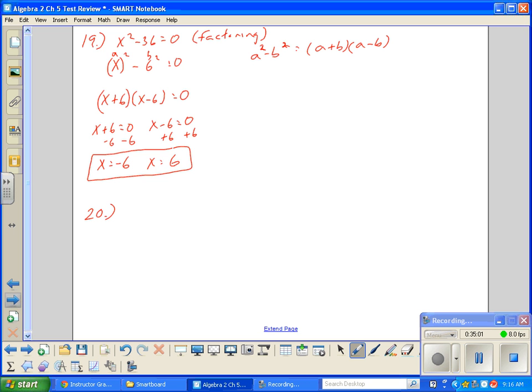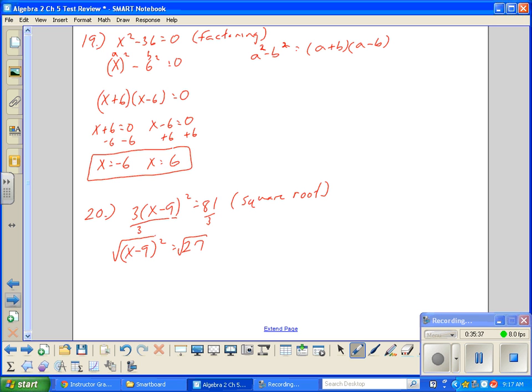Number 20, we got 3 times x minus 9 squared equals 81. And the method we're asked to use is square root. So first thing I'm going to do is move the 3 over, so divide by 3. So that gives me x minus 9 squared equals 27. Now we got to get rid of the square, so we take the square root of both sides.